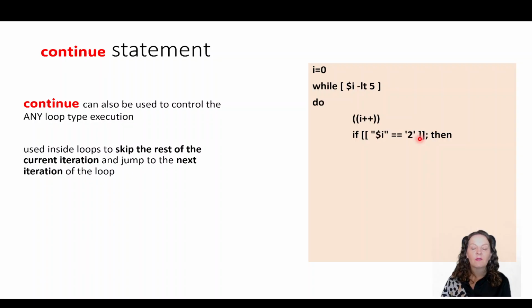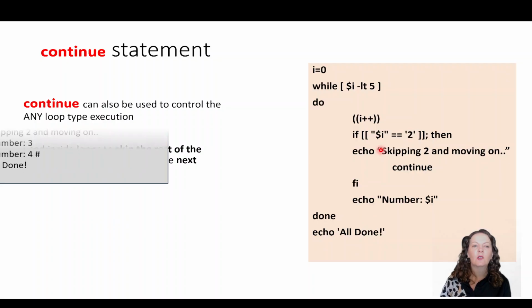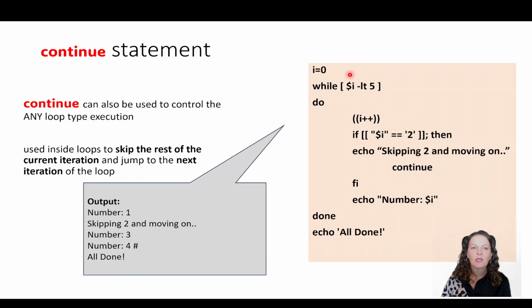Increment it. If it's equal to 2, then what are we going to do? Skipping 2 and moving on, and it'll continue on. So the output for that, what would be expected, it will have i equal to 0. It iterates, brings it up to 1 before it ever checks, is 1 equal to 2? No, it's not. Continues on, echo 1.